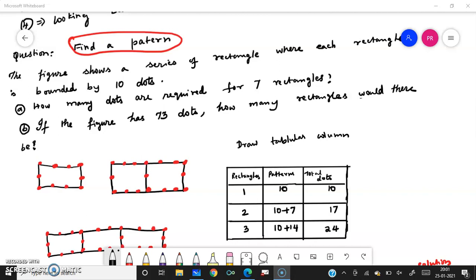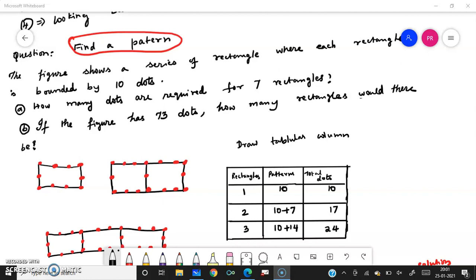Now we'll go to the question of find a pattern. The figure shows a series of rectangles where each rectangle is bounded by 10 dots. The question here is, how many dots are required for 7 rectangles? If the figure has 73 dots, how many rectangles would there be?